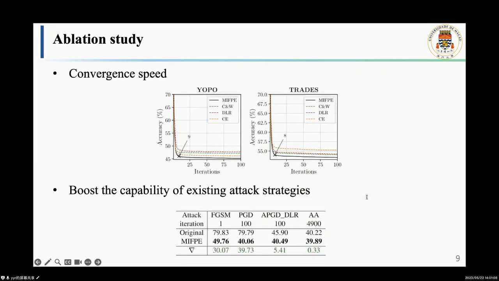This figure shows that our proposed loss function performs more efficiently, often orders of magnitude faster than other loss functions, for successful attacks. Because our proposed loss function can be easily integrated with existing attack strategies by replacing the original loss function, it can be used to boost the capability of existing attack strategies.